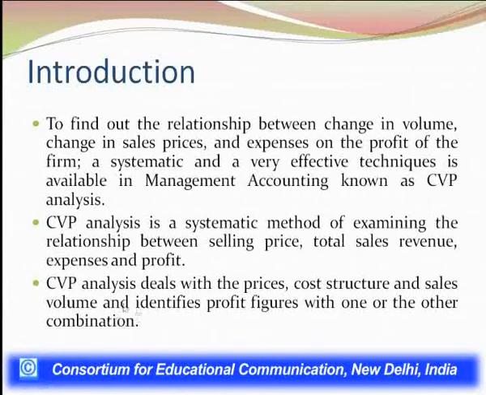The other way we can say is that CVP analysis deals with the prices, cost structure, sales volume, and it identifies profit figures with one or the other combination of these factors. So it means we can actually identify what would be my profit if I change my selling price. What would be my profit if I change my sales mix? What would be my profit if I decide to consume raw material which is of higher cost or of lower cost? I hope you remember that cost of raw material is a variable cost.